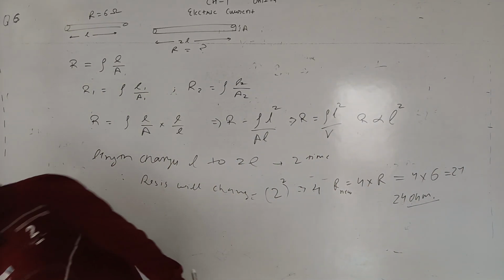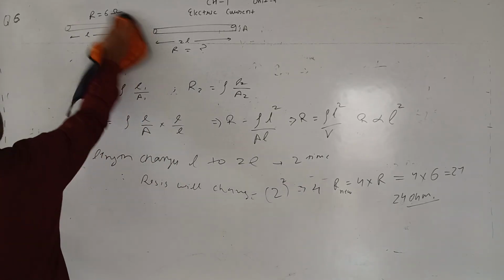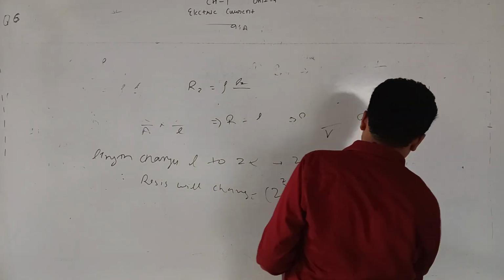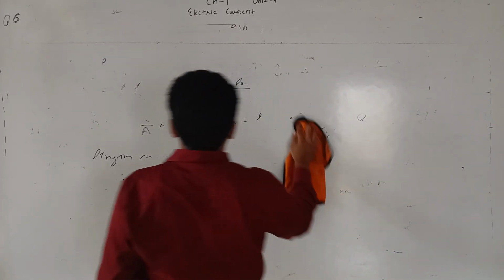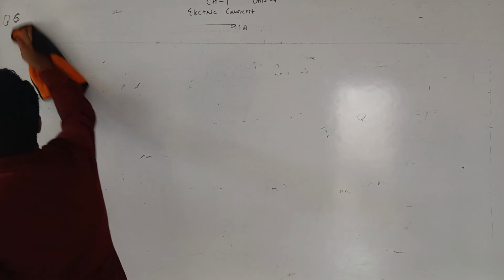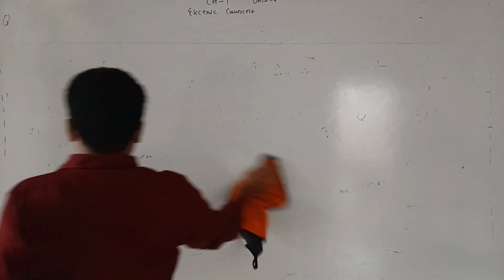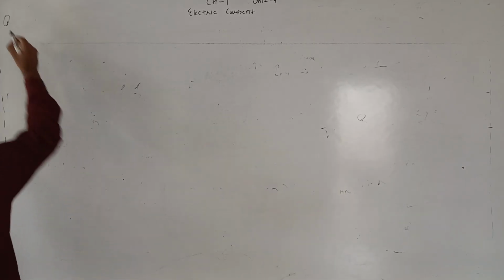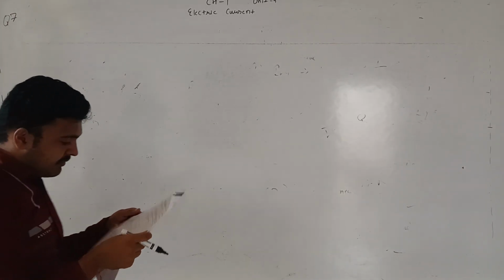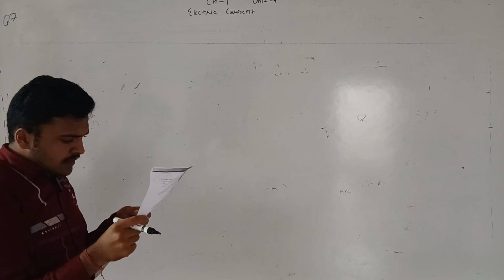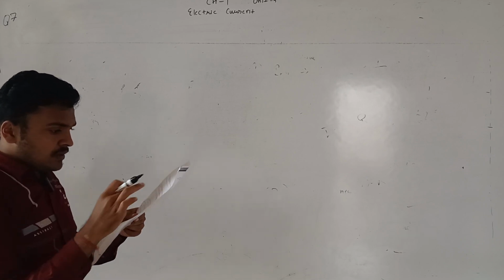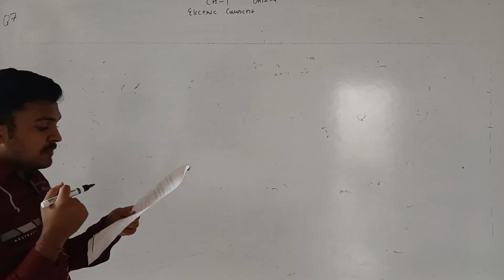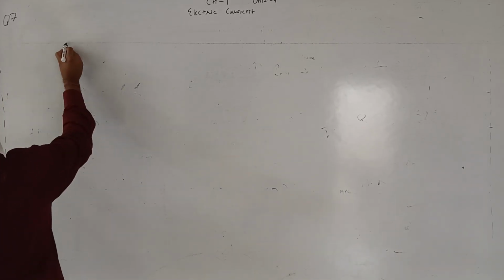Now we'll move on to the next question. Now the next question is question number 7. Find the equivalent resistance between points P and Q. So this is point P.